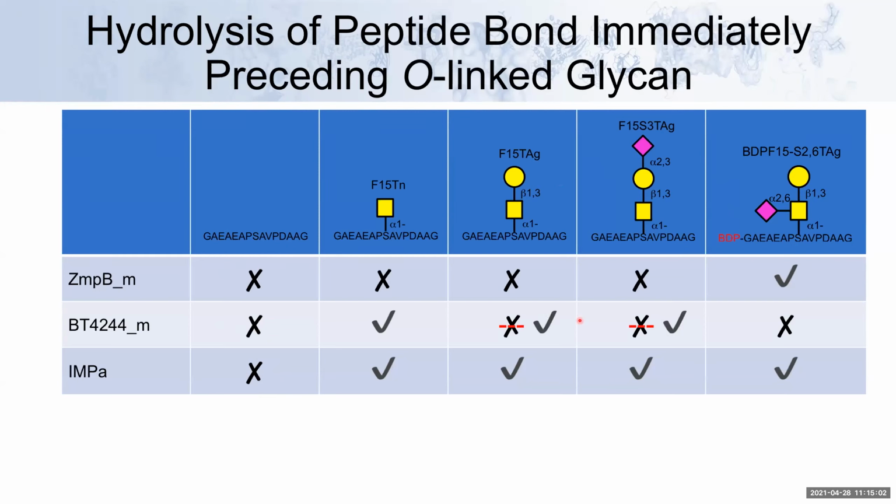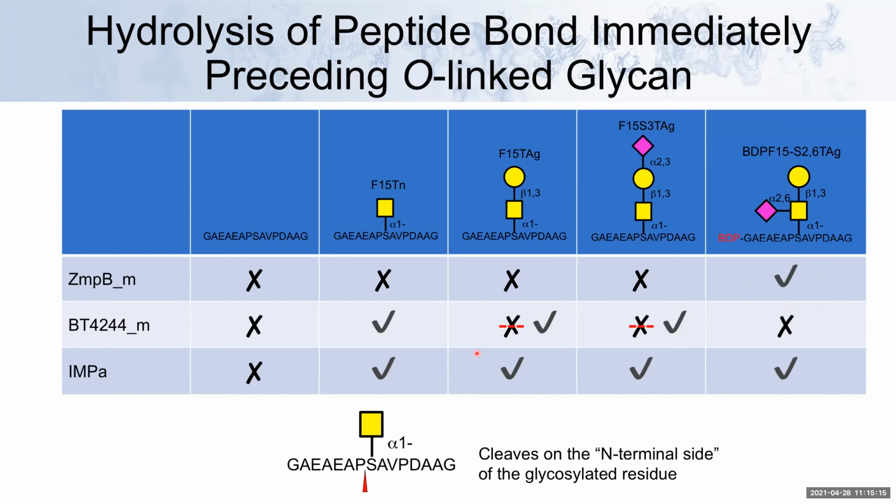We subsequently revised this. We did find that BT4244 was active on these linear structures, but remained inactive on a branch structure there. Now, what the mass spec had to offer, in addition to confirming this, was that all three of these enzymes really specifically cleaved the peptide on the peptide bond immediately N-terminal to the site of O-glycosylation, all three of them. And so this created this really interesting picture of a set of enzymes that were really specific for O-glycosylated motifs.